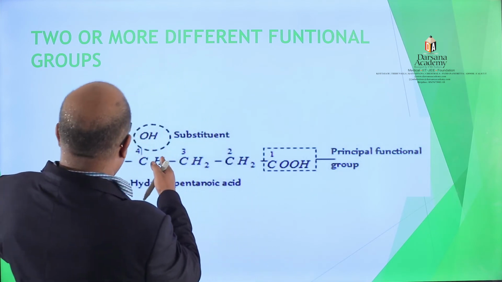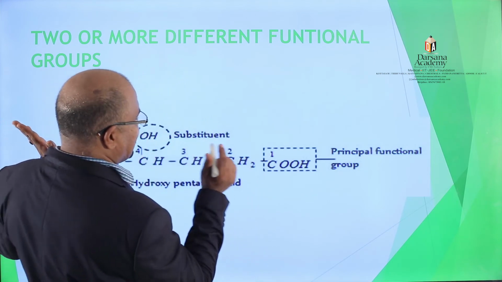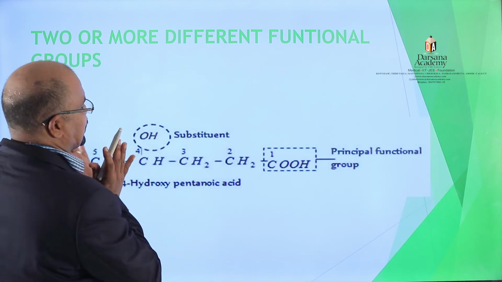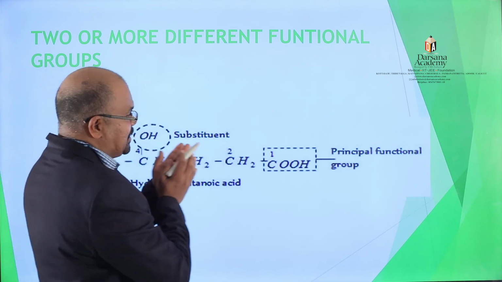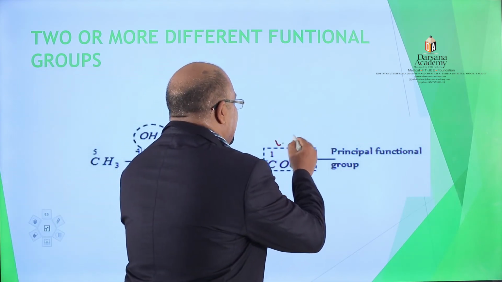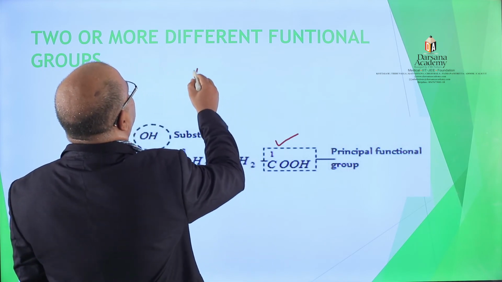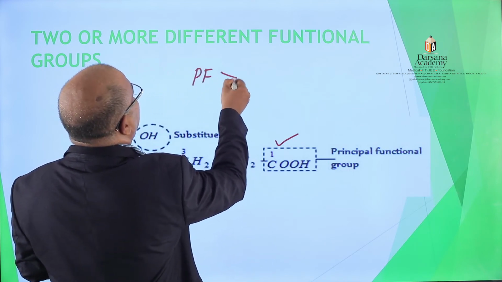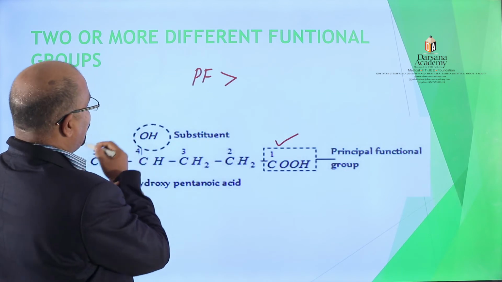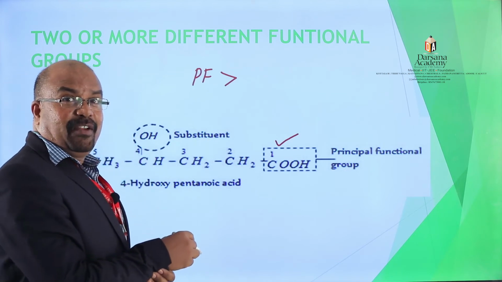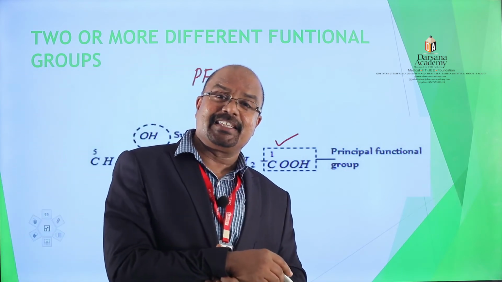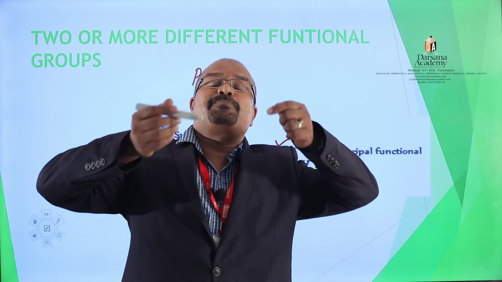So in this case, for example, COOH and OH are given. In this, COOH will become the principal functional group, so PF is the principal functional group. Then OH, actually if OH is used as a secondary suffix, that is all, but here it is a prefix.